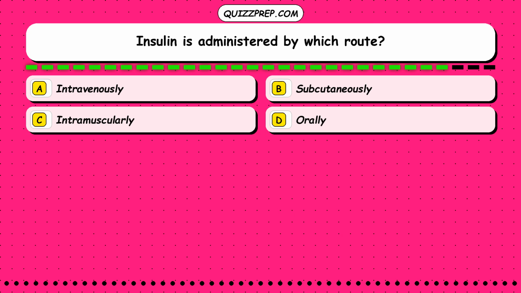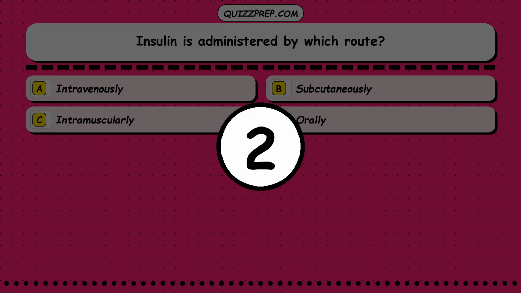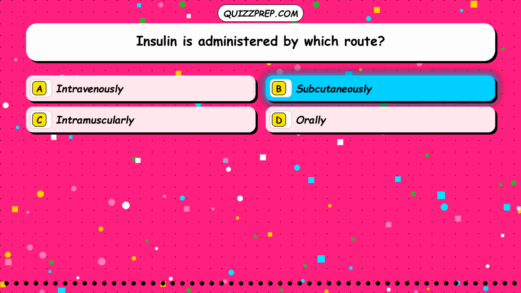Question 171. Insulin is administered by which route? Option A, intravenously. Option B, subcutaneously. Option C, intramuscularly. Option D, orally. The correct answer is option B, subcutaneously.